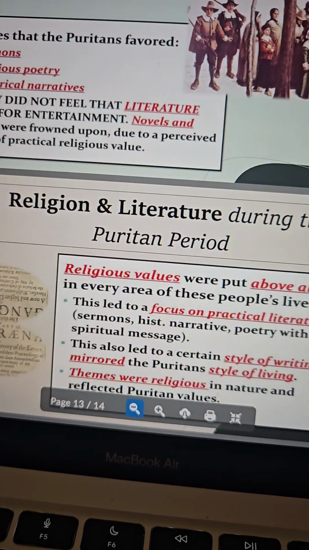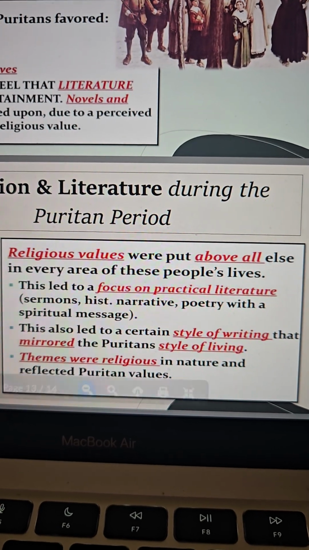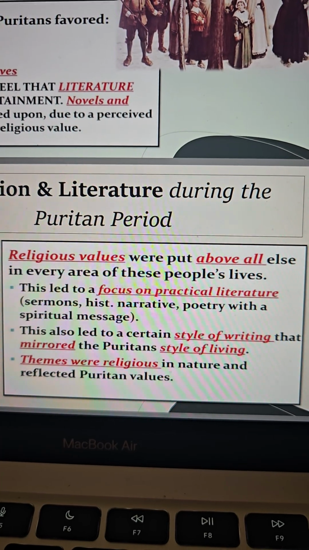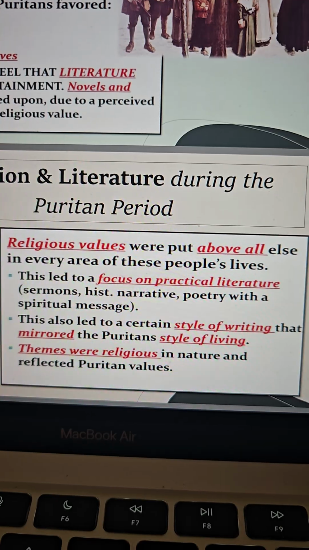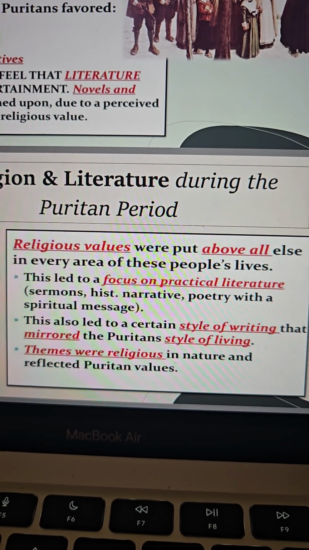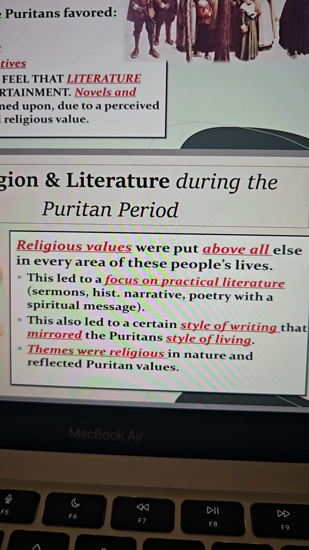And continuing on with religion and literature during this period, religious values were put above all else in every area of their lives. This led to a focus on practical literature, sermons, historical narratives, poetry. This also led to a certain style of writing and mirrored the Puritans' style of living. Themes were religious in nature and reflected Puritan values.